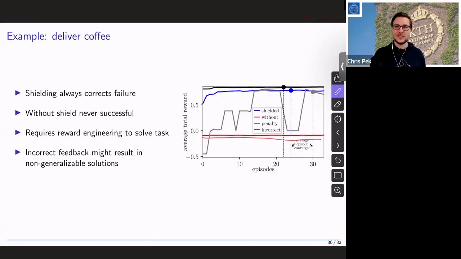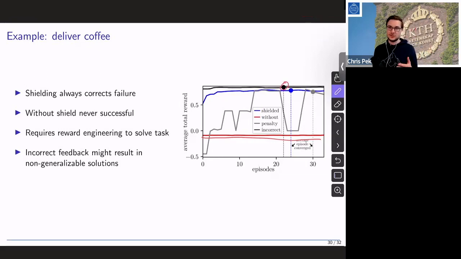So you need to encode it and go back to your reward function. The robot can learn, but again, the convergence is much later than the shielded version. And what we can also see is, again, for incorrect feedback, in this case, the incorrect feedback is correct for that environment. It's learning the task and it's converging quicker than the correct feedback.